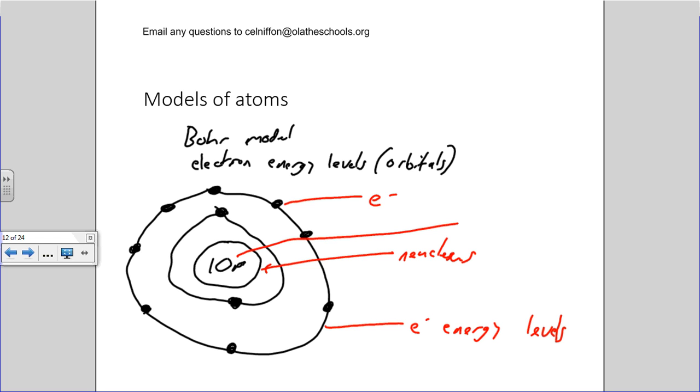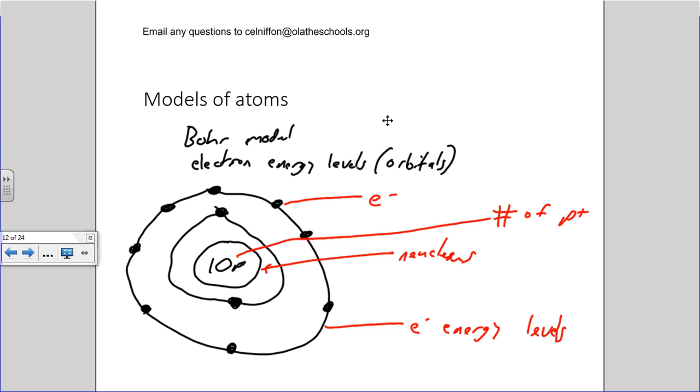Inside the nucleus, you have the number of protons. The reason we need the number of protons is that knowing it will tell you what atom you're actually talking about. So 10 protons means we're talking about element 10, which is neon. So this is neon right here, a neutral neon atom. We have 10 protons and 1, 2, 3, 4, 5, 6, 7, 8, 9, 10 electrons. Same protons and electrons. That's what makes it a neutral atom.